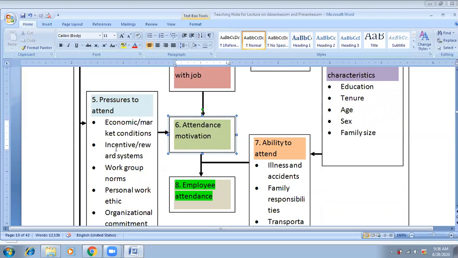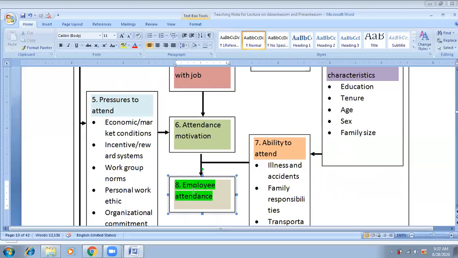Okay, let us take this one. Incentive reward system. Assume there is an incentive system that gives a high incentive that will motivate you to attend. That means your attendance motivation is high. Then according to this, if your attendance motivation is high, then your attendance should be high. That is the theorization: high attendance motivation will lead to high employee attendance.